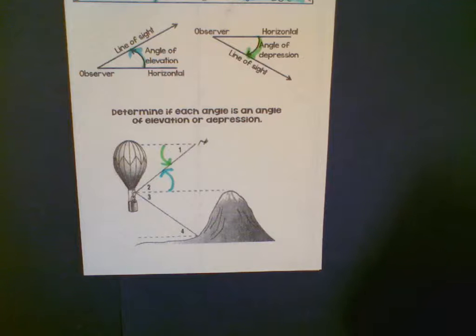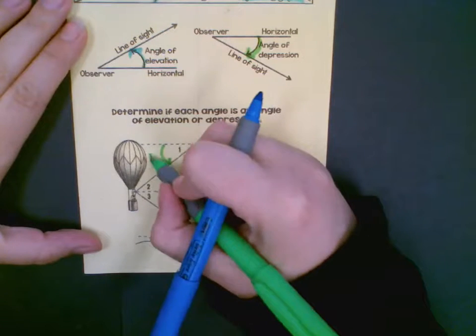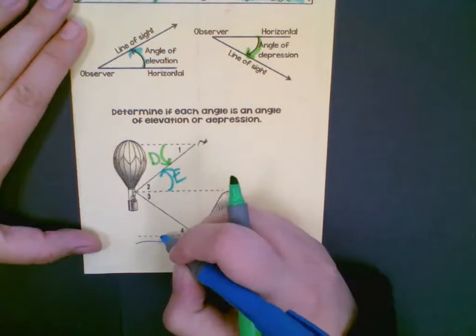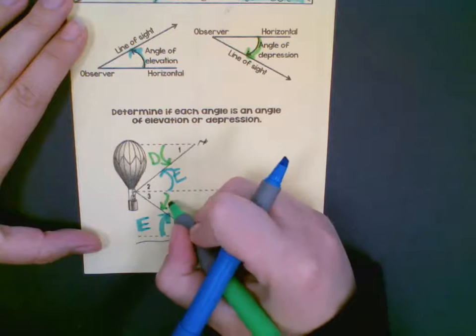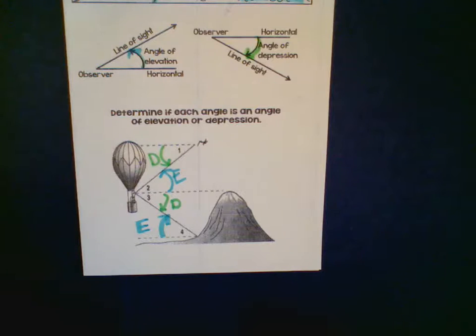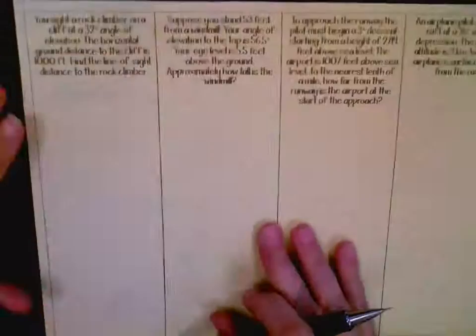Go ahead and pause and try to figure out angles 3 and 4. Okay, so I hope we got that angle 4 was another elevation, and angle 3 is depression. So angles 1 and 3 are depression, and angles 2 and 4 are elevation. Now that we know what angles of elevation and depression look like, let's take a look at our examples and read our word problems, because those are everybody's favorites.